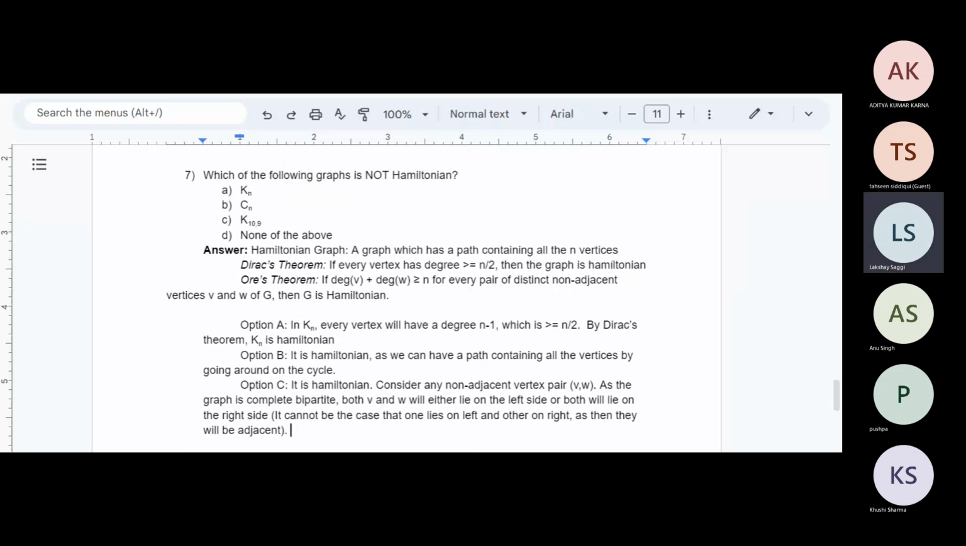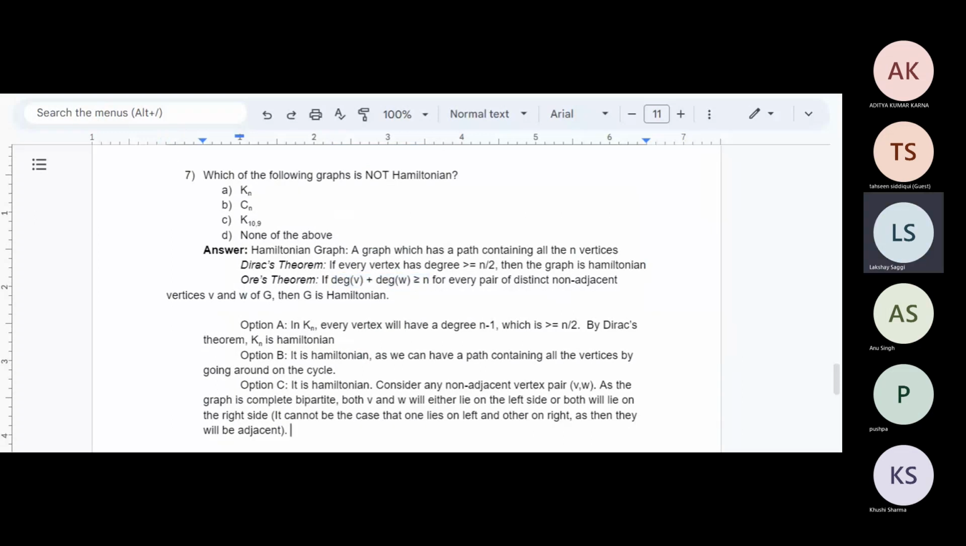So what we needed to show, like for Ore's theorem, is that degree of V plus degree of W is greater than or equal to n for every pair of distinct non-adjacent vertices. So we have shown till now that this V and W will lie either on the left side or on the right side. Now I'll try to show that degree of V plus degree of W will be greater than or equal to n also.